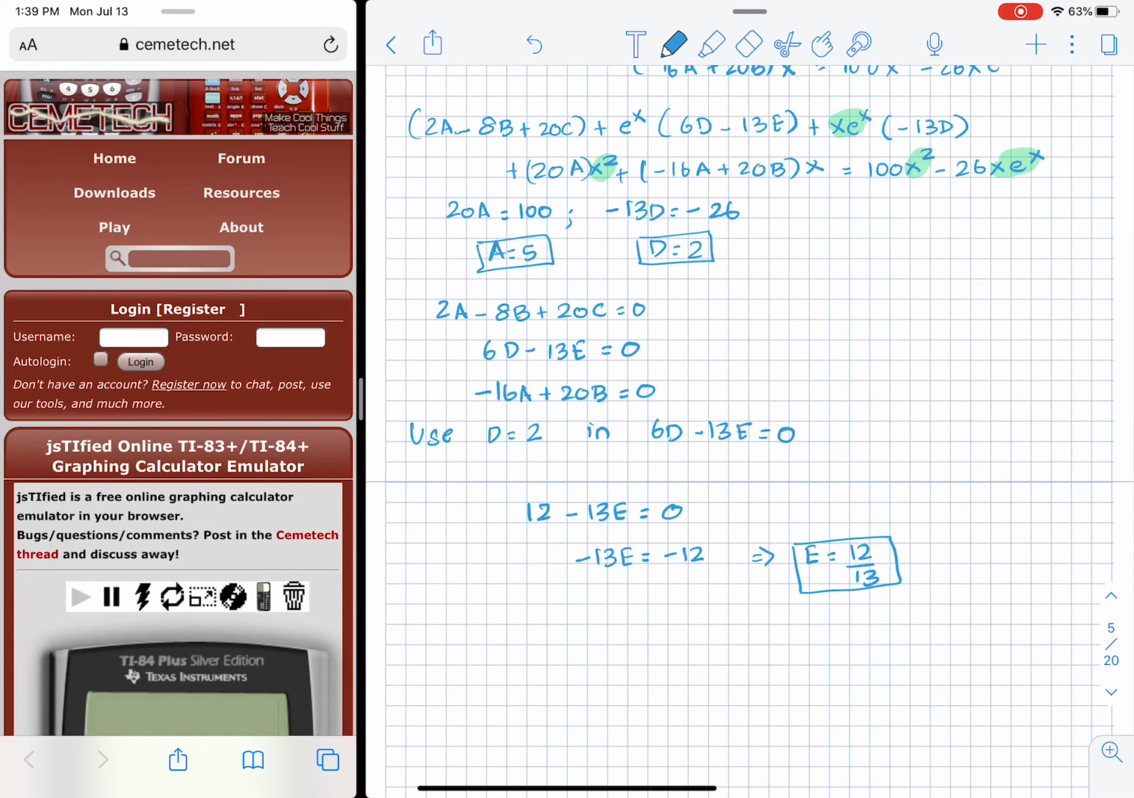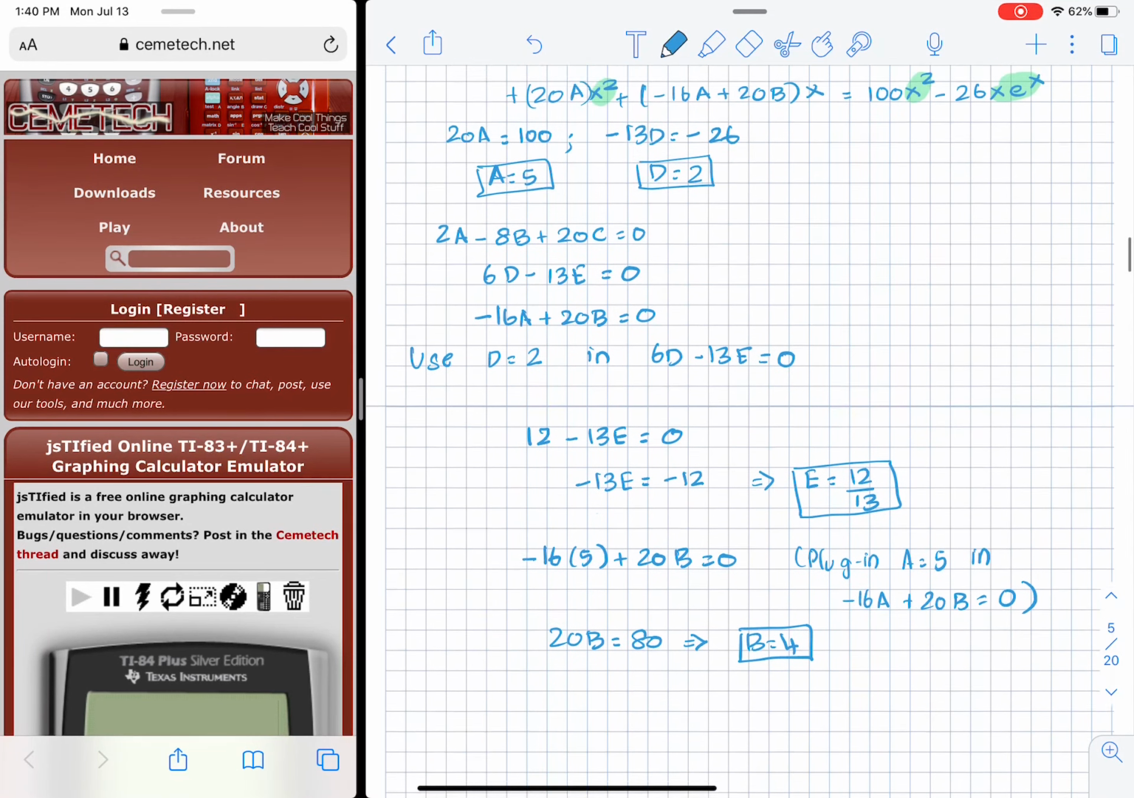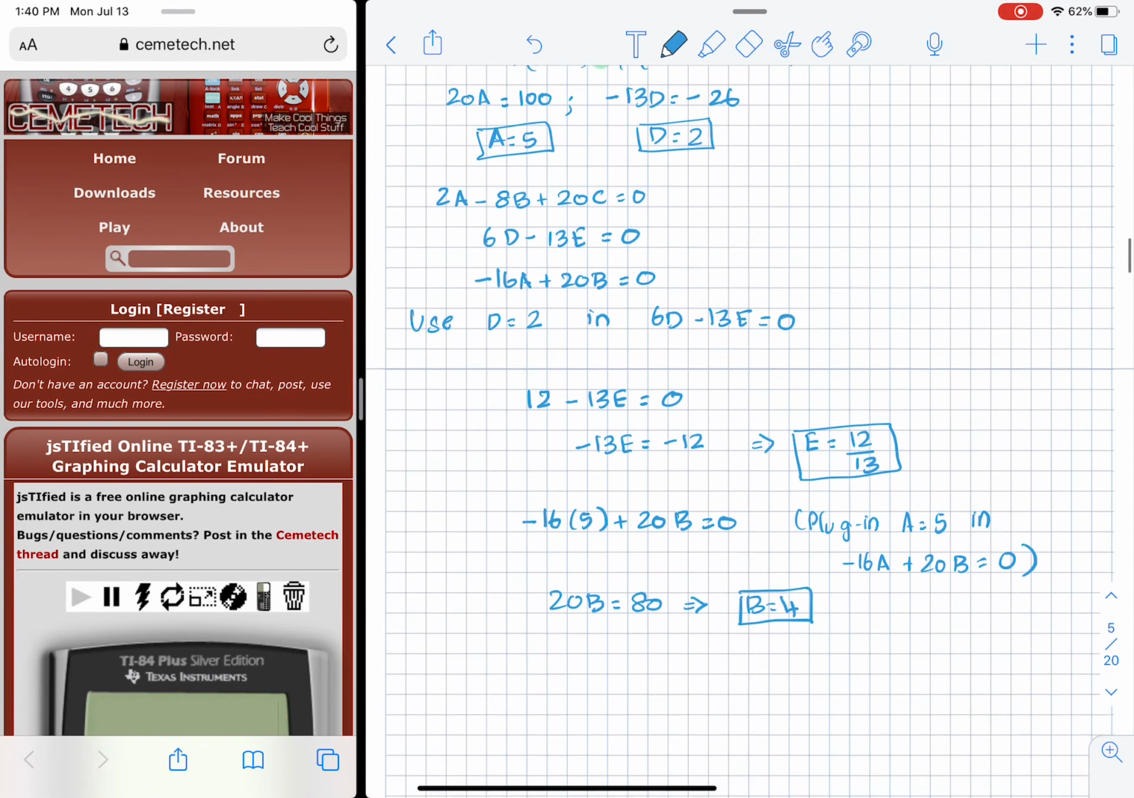Since we know a already, we could plug in a, so negative 16 times 5 plus 20b equals 0. So 20b would equal positive 80, which should imply b is equal to 4. So we have a, we have b, we have d, we just have to find c.